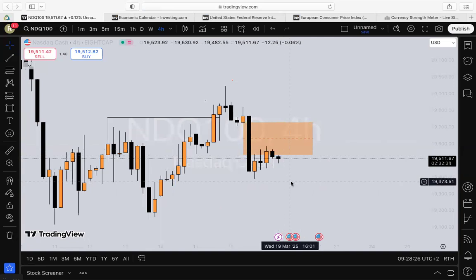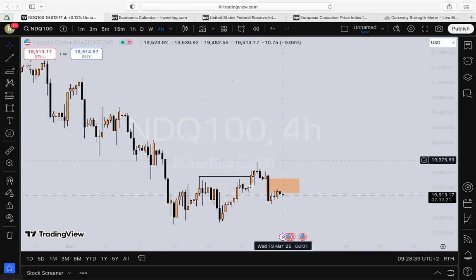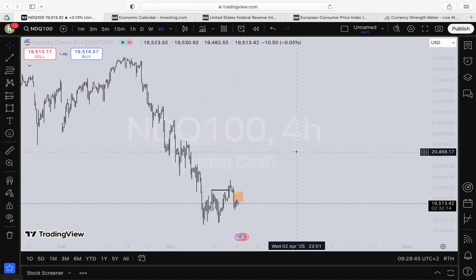During New York session, we'll consider going to the downside. Why? Because we are not going to have a buy FVG. But if we have a buy FVG, we consider going to the upside, because this market must go up due to this break here. We call it what? Change of what? Change of character.